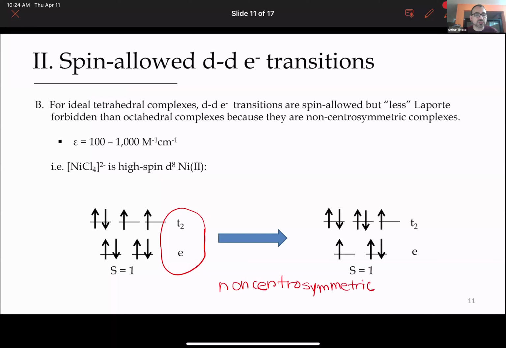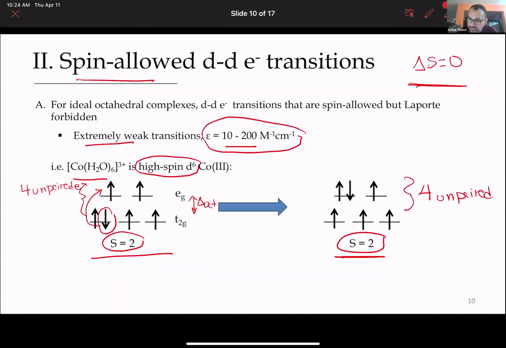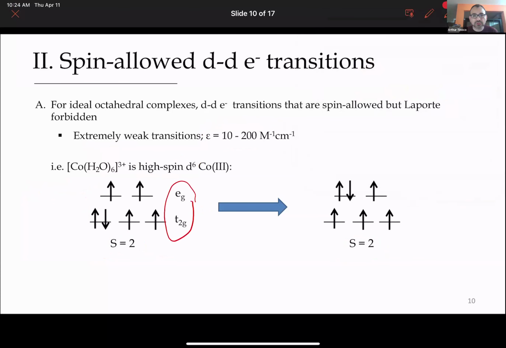Because it's non-centrosymmetric, when you look up the character table and the labeling of the energy of these orbitals, you see that this is E and this is T2. Because it's non-centrosymmetric, we don't take into consideration gerade or ungerade. Whereas when we talked about octahedral and looked at the irreducible representation that defines these orbitals, because octahedral is centrosymmetric, that is why you have the term gerade as part of the descriptor of those particular irreducible representations.